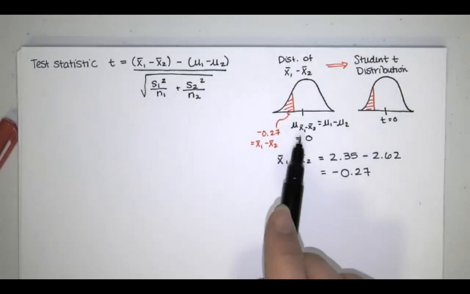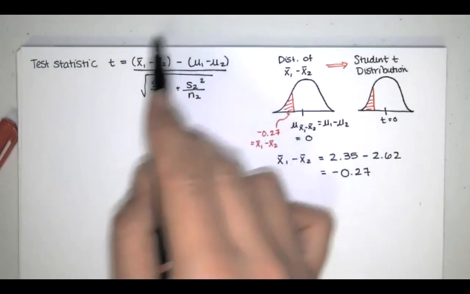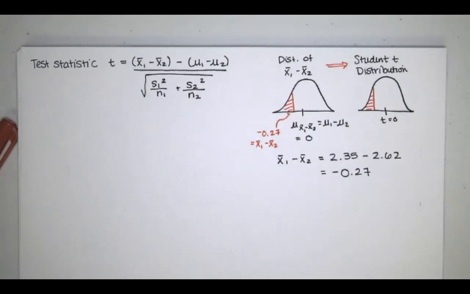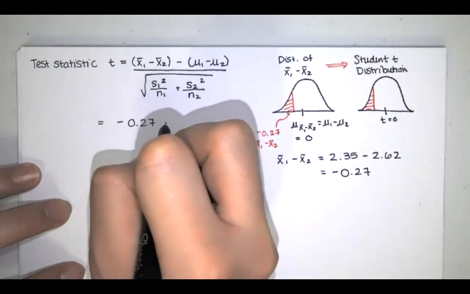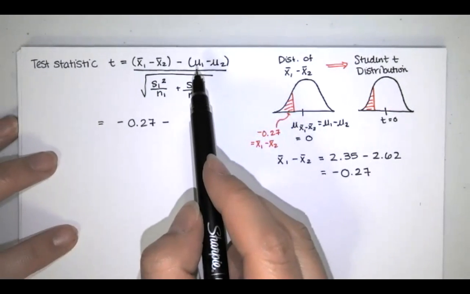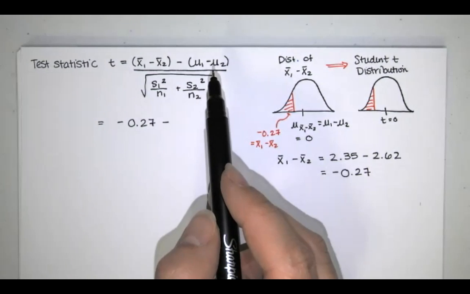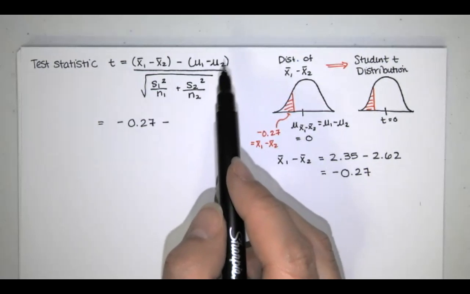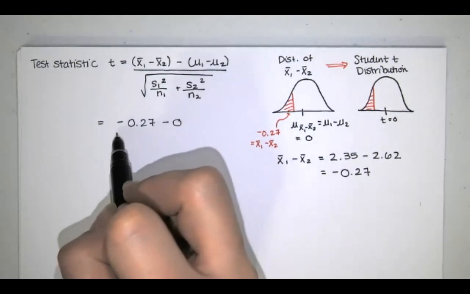That's what we're doing. So we're finding the test statistic T that corresponds to this x sub 1 bar minus x sub 2 bar, and that is done by using this formula over here. Now x sub 1 bar minus x sub 2 bar, that's what goes in our numerator. And we just saw that that is negative 0.27. And then we're subtracting the assumed value of mu sub 1 minus mu sub 2, given that the null hypothesis is true. Well, the null hypothesis is that those are equal to each other. So when we subtract them, we get 0.